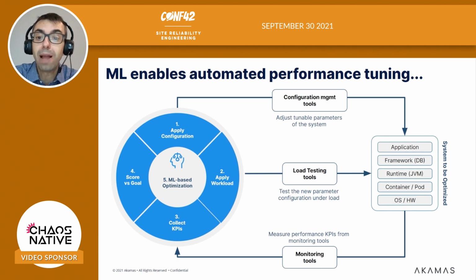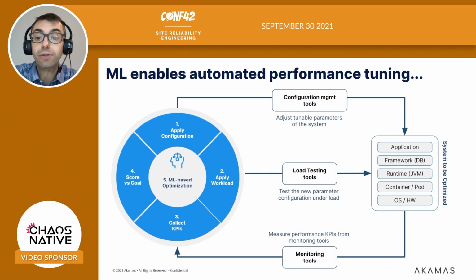The first step is to apply a configuration to the target service of the optimization. This can be a new JVM option or new Kubernetes container resource settings, for example. The second step is to apply a workload to the target system so as to assess the impact of the applied configuration, typically by integrating with load testing tools. The third step is to collect key performance indicators related to the target system, that is, information, data, and metrics about the behavior of the system under the workload. This step typically leverages existing monitoring tools.